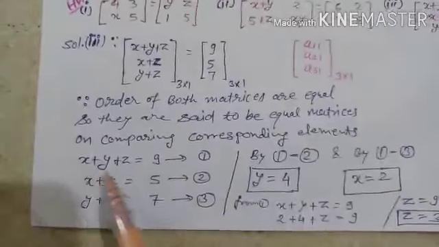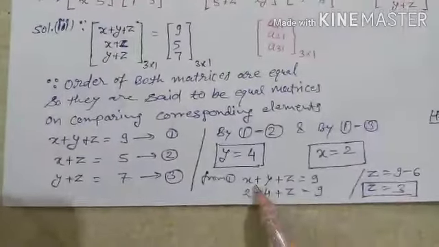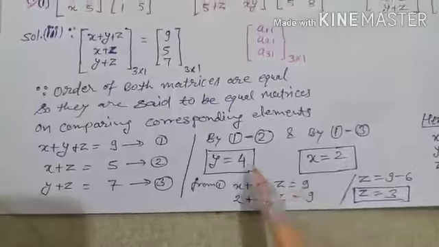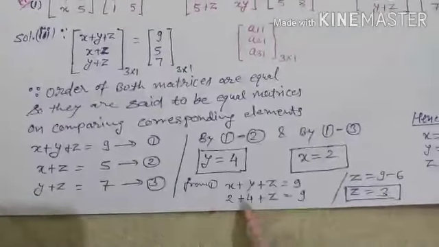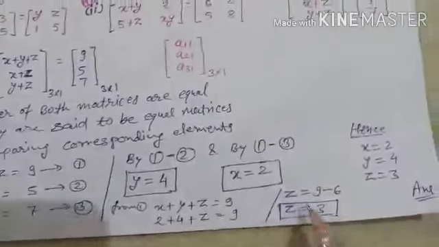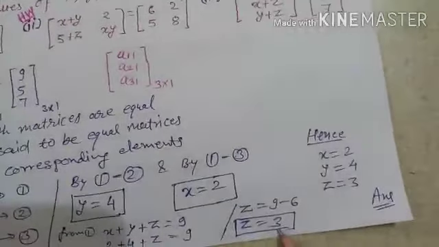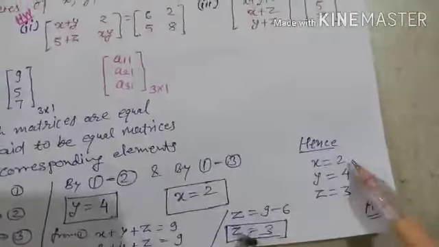Now put these values in equation number 1. The equation is x plus y plus z, that is 9. So here x is 2, y is 4, and find the value of z. 4 plus 2 is 6, transfer 6 to the right side. So 9 minus 6, z is equal to 3. So x is equal to 2, y is equal to 4, and z is equal to 3.